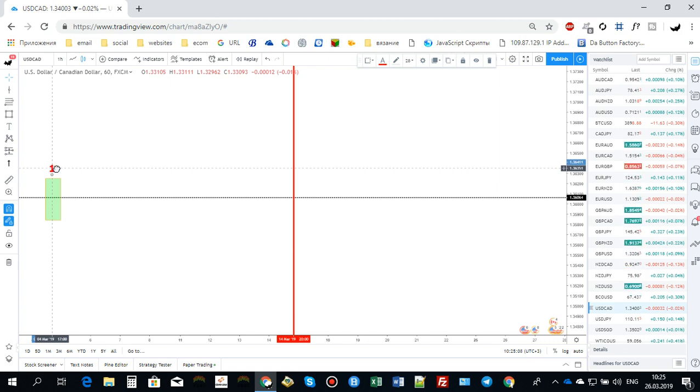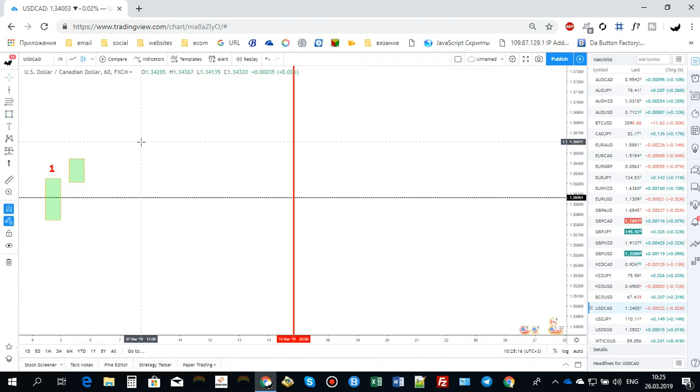And criteria number 2 is called immediate confirmation. So the immediate confirmation looks this way. We should have uptrending 3. So what are these 3? We should have uptrending high.